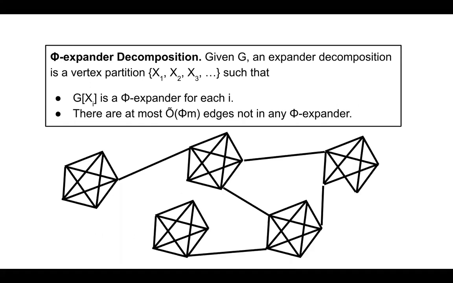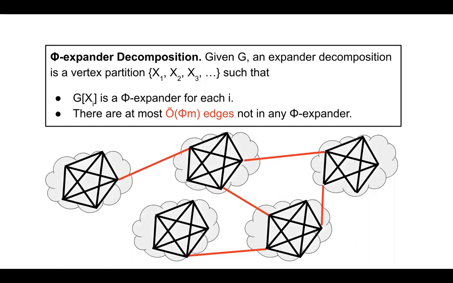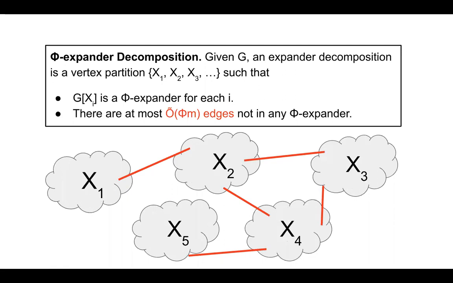And just for a brief illustration, you could, for example, have such a graph, and then it's very clear what to do. You would take these red edges, the edges that go in between expanders, and complete graphs are very well connected graphs. So you would make those expanders, and thus you would get a very nice expander decomposition here.